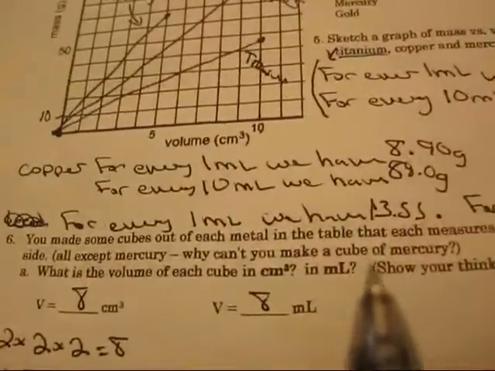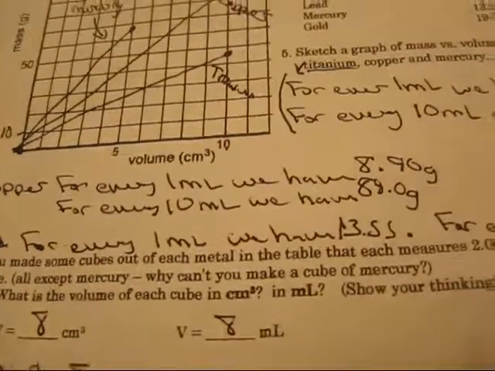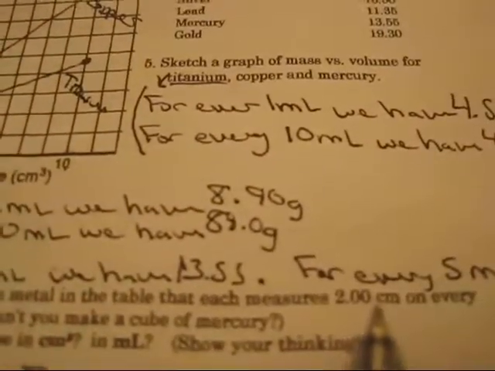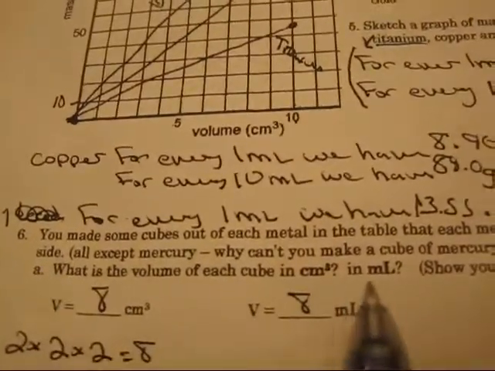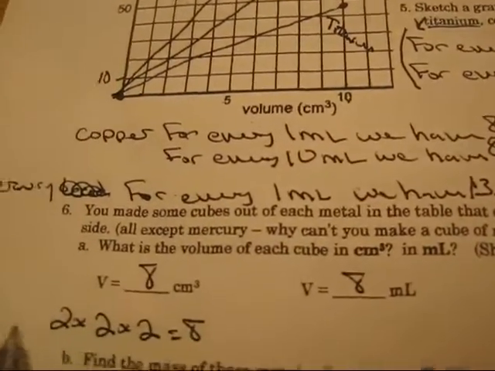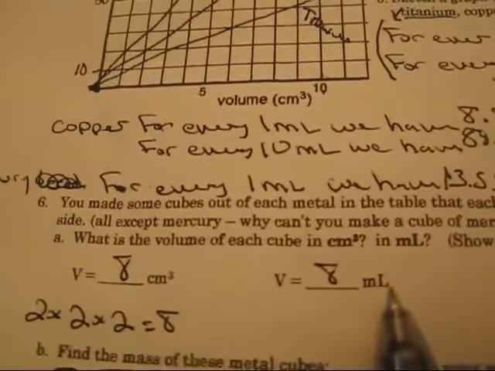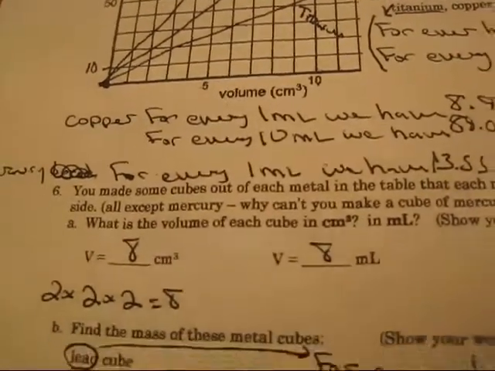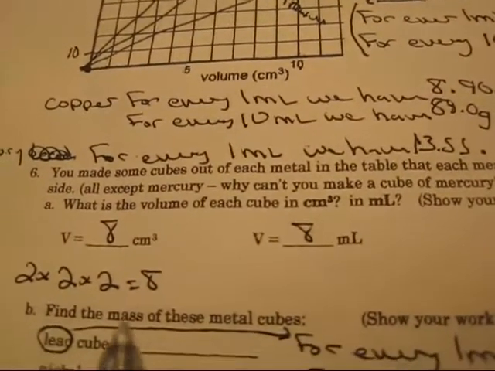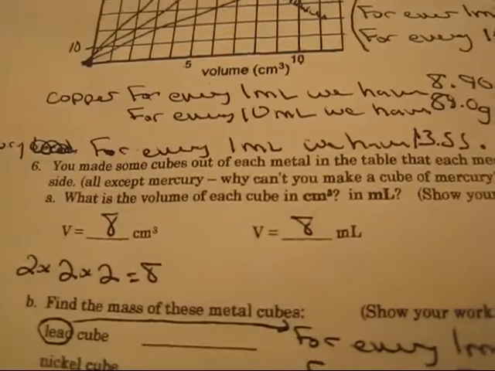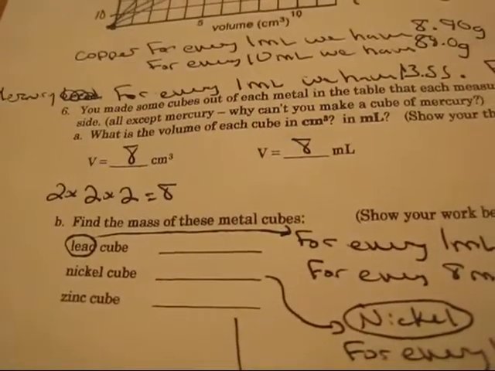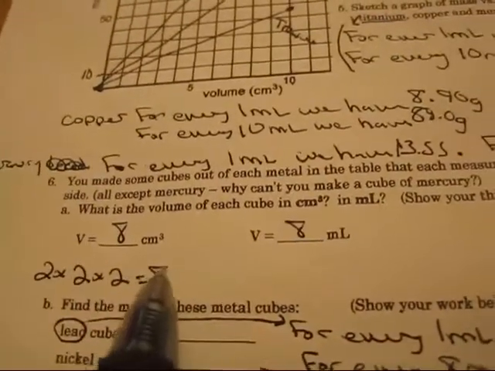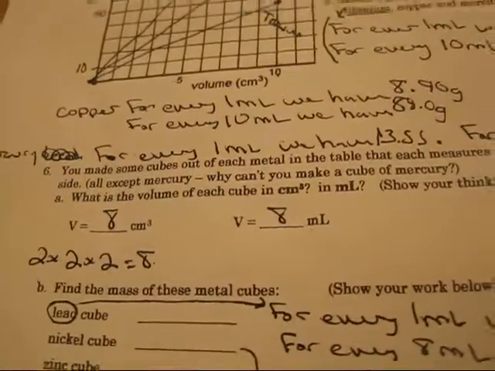Okay, next, this tells you that you have a cube, and it tells you that each side of the cube is 2 centimeters. And it wants to know, first of all, what the volume is. The volume is length times width times height. 2 times 2 times 2 is 8. And remember, milliliters and centimeters cubed are both equal. Then it wants you to find the mass of these metal cubes. Okay, so in order to find the mass of these metal cubes, which are all 8 milliliters, we need to use our for every statements.